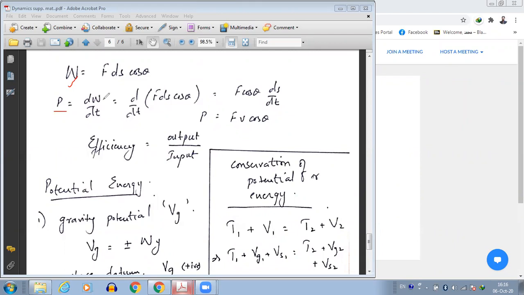Force is a vector quantity, it has a specific direction. And velocity is also a vector quantity, it has a specific direction. So if the force and velocity are in the same direction, then theta will be 0 and cos theta will be 1. So this will be the formula for the power. Efficiency is output over input.